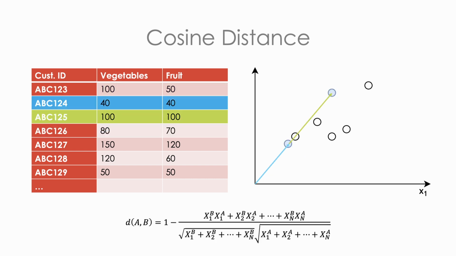For customers 124 and 125, the cosine distance formula shown here would calculate a distance of 0. This result reflects that their spending patterns are identical in terms of the ratio between vegetables and fruit, regardless of the total amount spent.